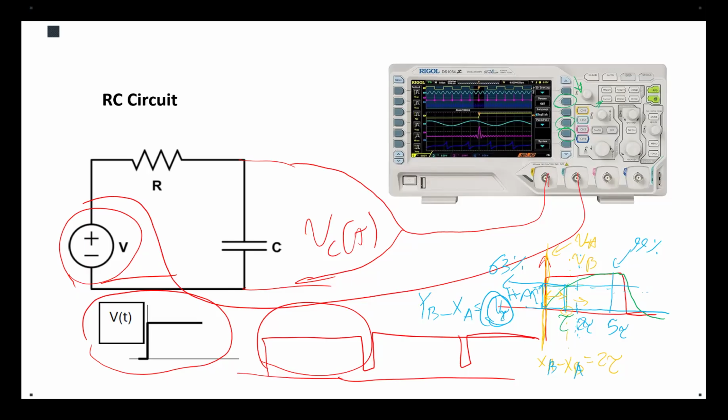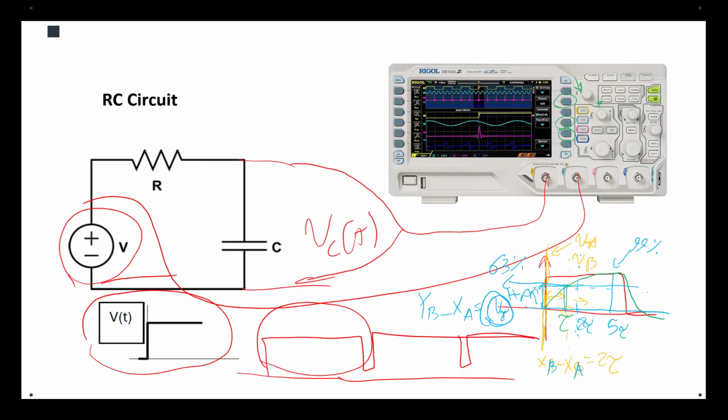Either that, or when you want to measure the tau, you put the horizontal B on the 63%. So the horizontal YB minus YA, the y-axis value, which is the distance between the two horizontal cursors, is 63% of the final value. Remember, you use the A1 as 0.